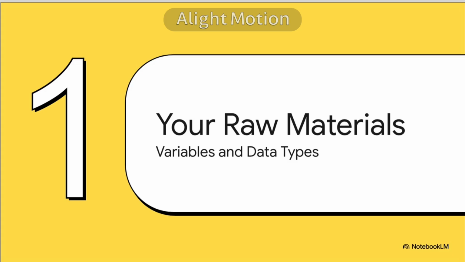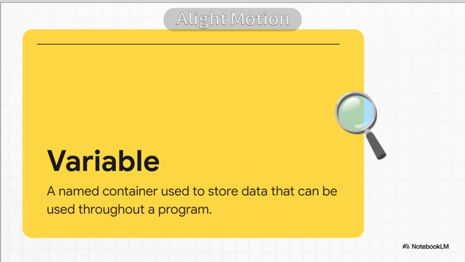Okay, so every building project starts with one thing, right? Raw materials. In the world of programming, our materials are data, and we need a way to store it, to label it, so we know what's what. That's where variables and data types come into play. The easiest way to think about a variable is to picture a labeled bin on a construction site. You just give it a name, something like age or price, and then you pop your data inside. That way, later on, you can easily find it and use it. It sounds simple, and it is, but it's an incredibly powerful idea.